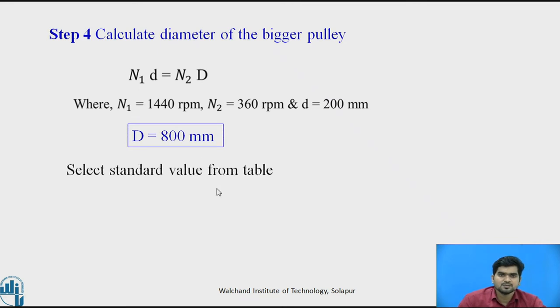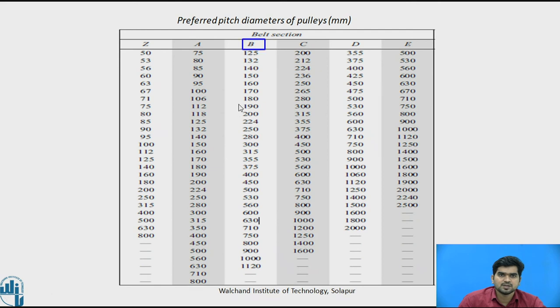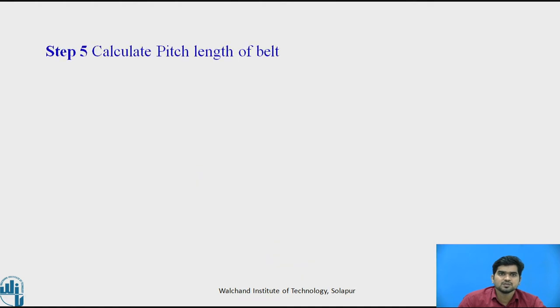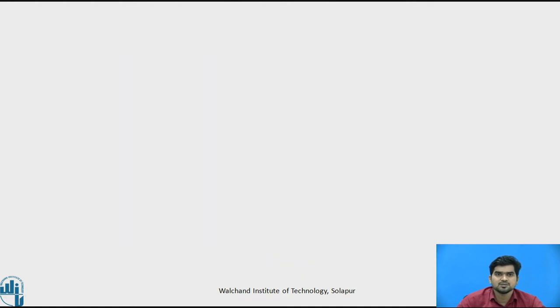From the standard data books, we have to check this data. So we have selected the B belt, 800 is available. So you can select the value of capital D as 800 mm. So in step number 5, calculate the pitch length of the belt.